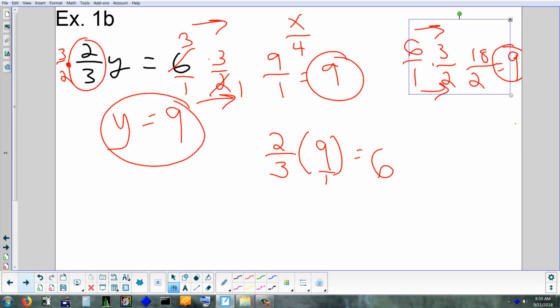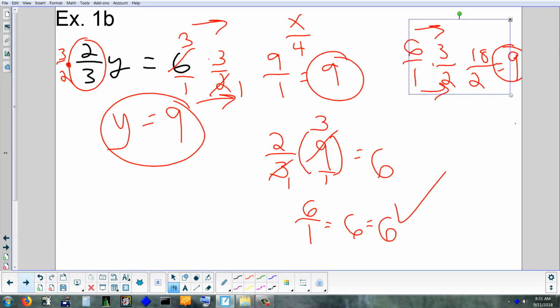Oh, I know 3 goes into 9 now. So I'm going to cross out the 9 and put what number above it? Savannah? 3. What about the 3? Nicole? Yeah, cross it out. Put a 1. When you do it like that, you're looking for numbers that go into each other evenly. And then at this point, what can I do? Top times top, bottom times bottom. 2 times 3, 6. 1 times 1, 1. 6 over 1 is really what? 6. 6 equals 6. Check.